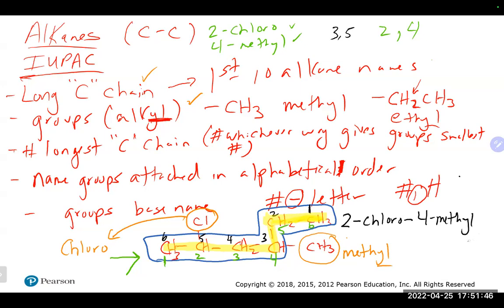And I'm running out of room, so I'm just going to write it underneath hexane. So, and that's all one word, methylhexane at the end there. That'll be 2-chloro-4-methylhexane. Again, methylhexane, all one word at the end there. And those would be all the steps there.